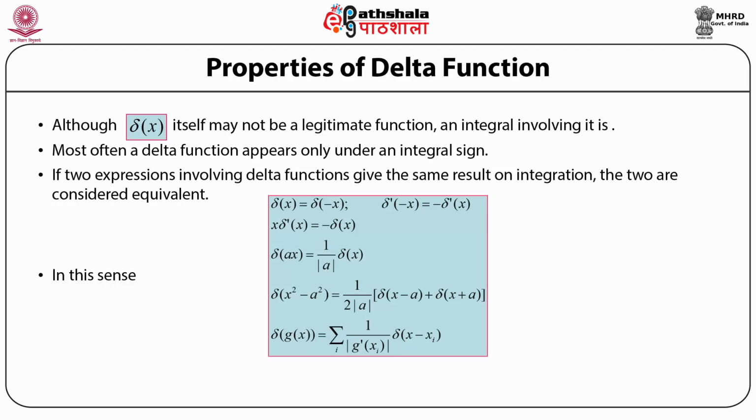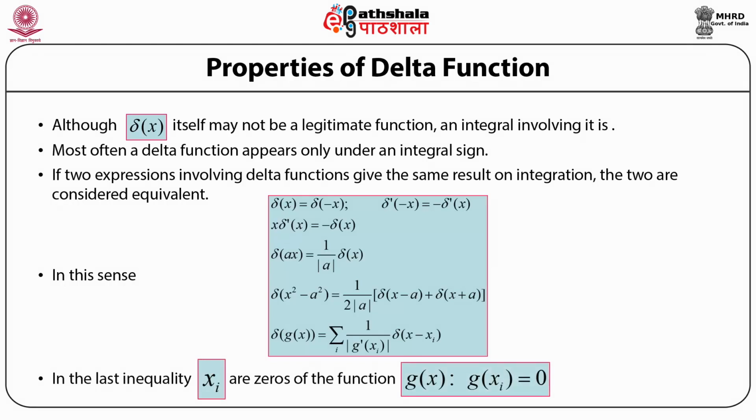And then we have delta as a function of g, which in itself is a function of x, defined as summation over i of 1 upon modulus of g prime as a function of x_i whole times delta as a function of x minus x_i, where the subscript i basically denotes the subscript according to the coordinate system. Here in the last identity that we have written, the x_i are the zeros of the function g as a function of x, that is g as a function of x_i is equal to 0.